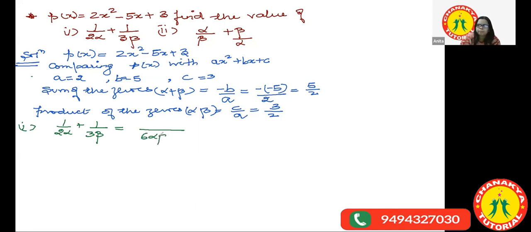So you will multiply. So 6 into alpha beta. Now, when denominators are different, you can cross multiply. Then you will be writing here 2 beta plus 2 alpha. Is it clear?